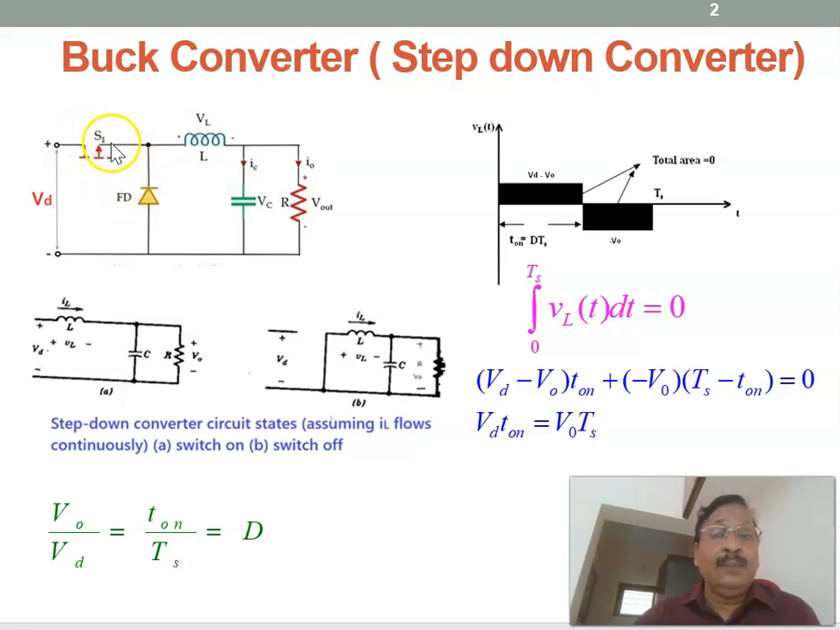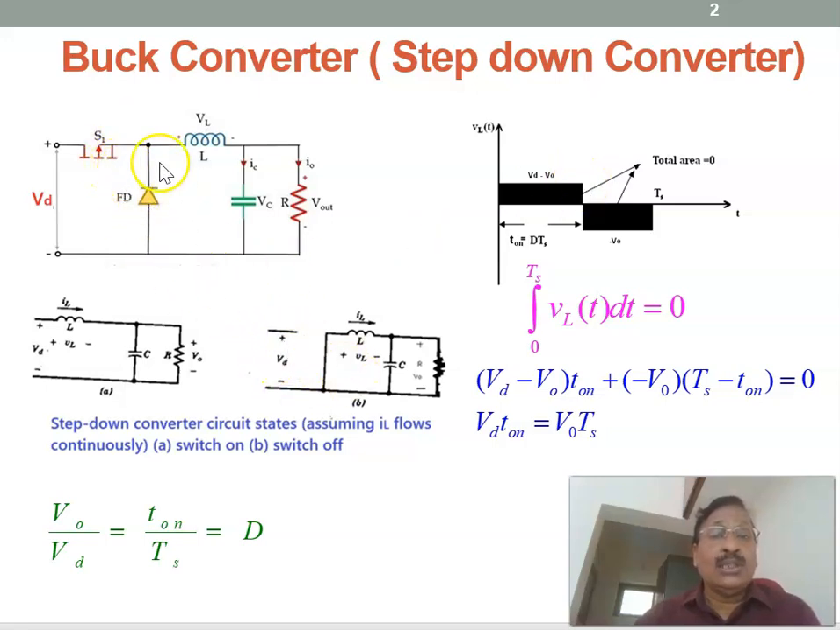When the switch is on, the corresponding equivalent circuit is shown here. Since the polarity is plus here, the diode is reverse biased. The input voltage is VD, the voltage across the inductor is VL, and the average voltage across the load is V0. Applying Kirchhoff's voltage law, KVL, the voltage across the inductor is the input voltage VD minus V0. Therefore, VD minus V0 is the voltage across the inductor when the switch is on.